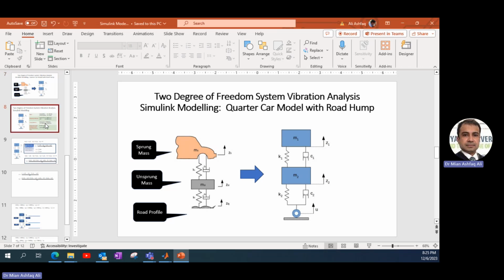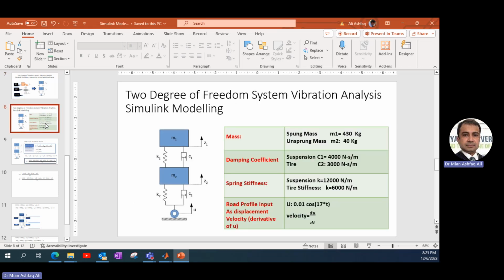I have chosen those properties from some references. We will be modeling those values. The sprung mass is 430 kg. For the unsprung mass, it is 40 kg. The coefficients of damping for C1 and C2 are also given in the table as 4,000 and 3,000 respectively. Similarly, we can use the suspension stiffness and the tire stiffness given any numerical value.